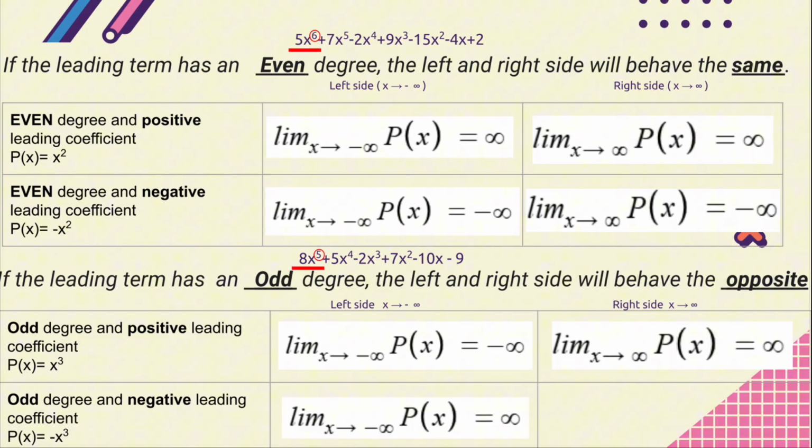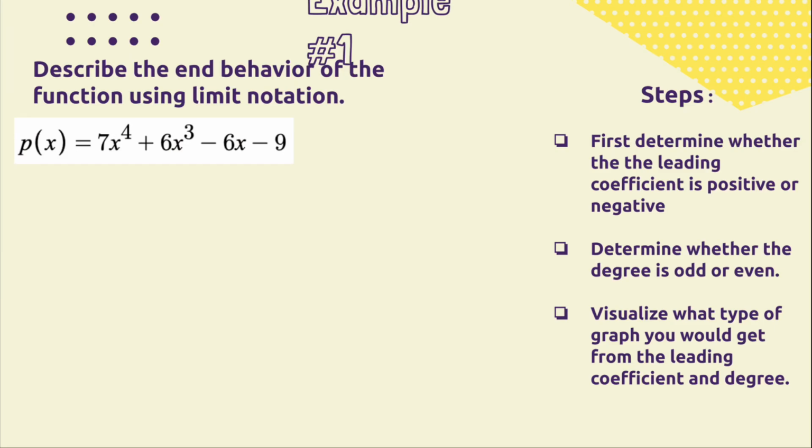With an odd degree and a negative leading coefficient, for example, p of x equals negative x to the power of 3, the limit as x approaches negative infinity, p of x equals positive infinity. However, with the right side, since it's an odd degree and a negative leading coefficient, it will behave the opposite. So the right side is the limit as x approaches positive infinity, p of x equals negative infinity.